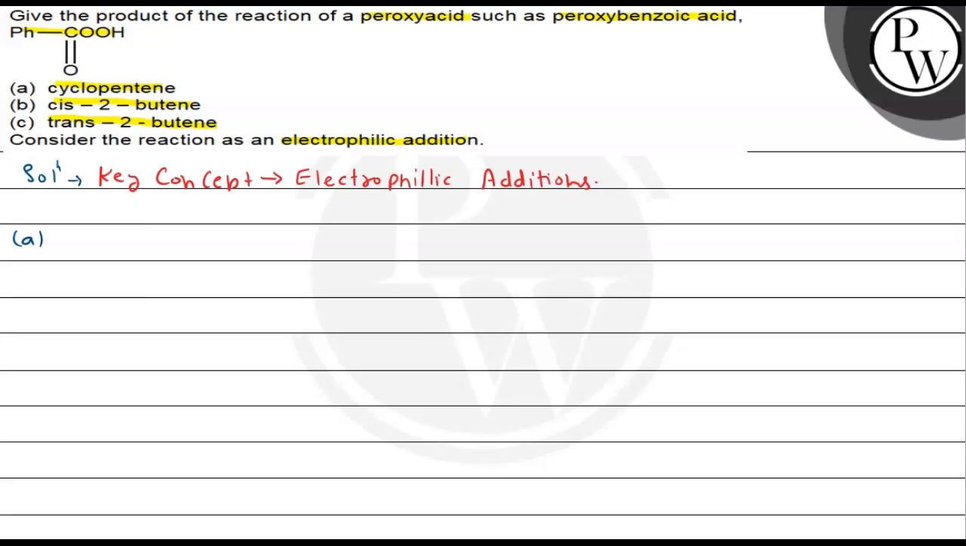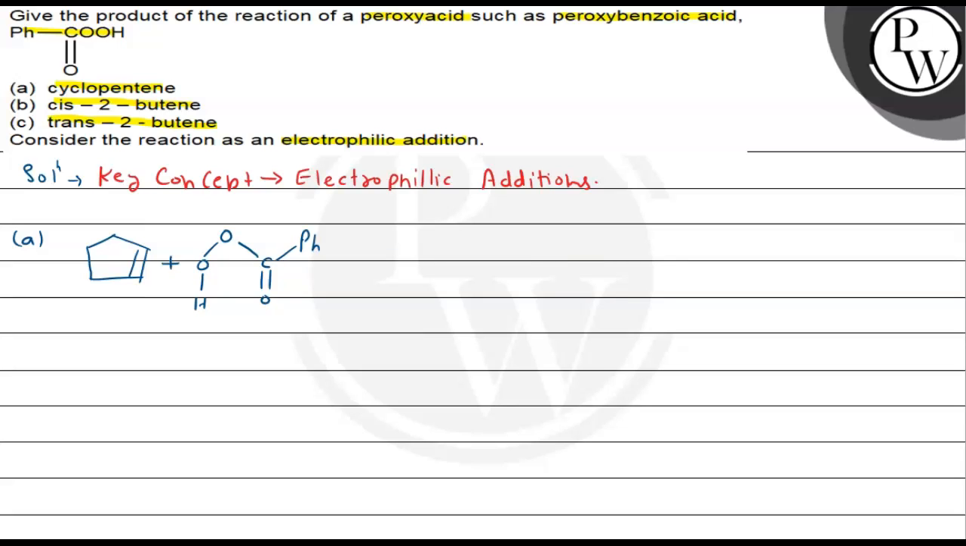Here we have to react cyclopentene, and it can be represented like that. This is cyclopentene, and we have to react it with peroxybenzoic acid, which can be represented in such a way that it is phenyl attached with C double bond O. It is further attached with oxygen and it is attached with OH.